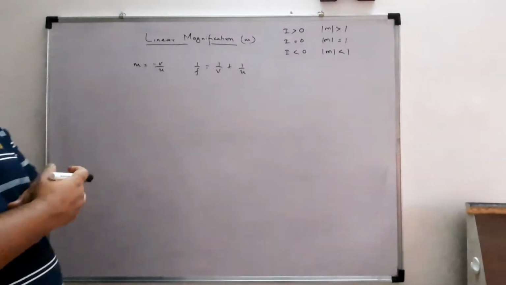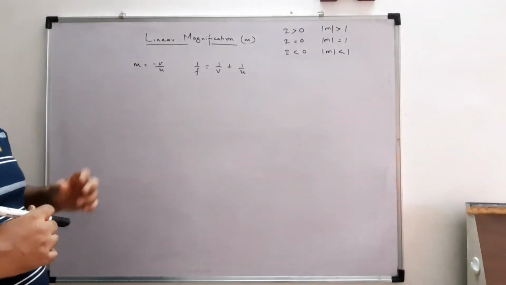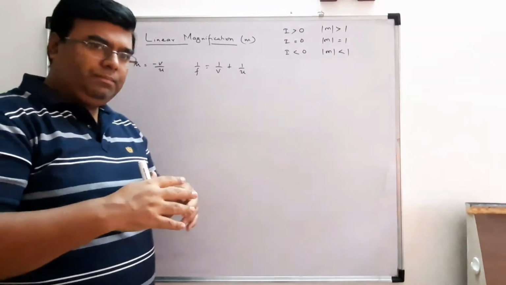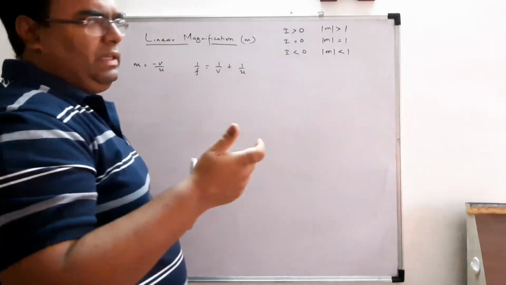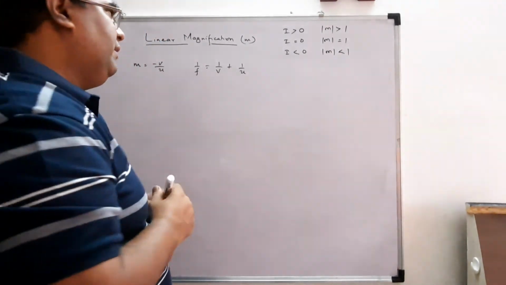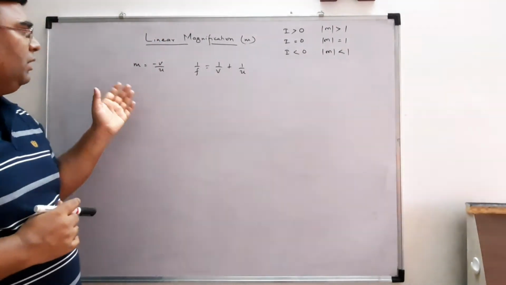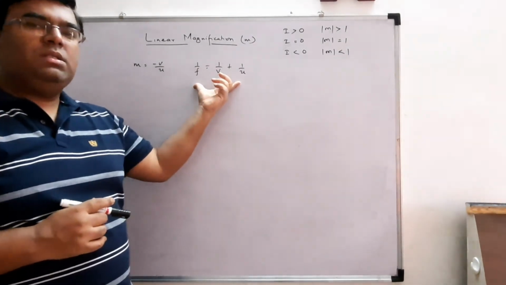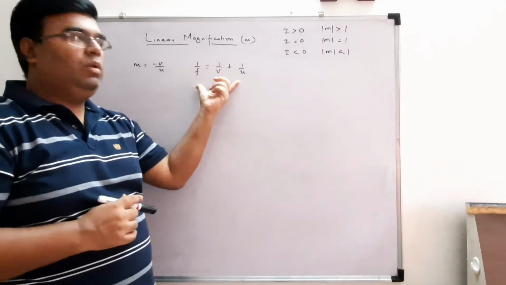Now we will derive the linear magnification m in terms of focal length and one of the distances, either u or v. We know these two formulas now. m is equal to minus v by u and 1 by f is equal to 1 by v plus 1 by u. What is this? This is the mirror formula, right?